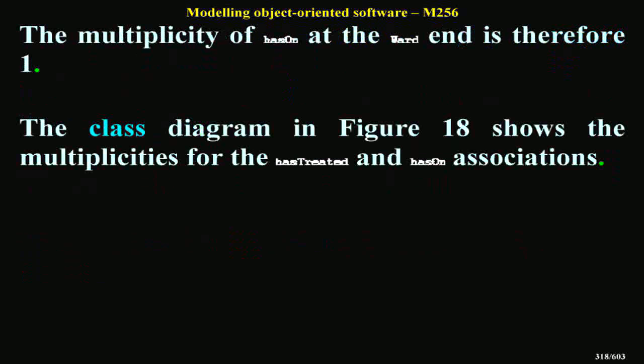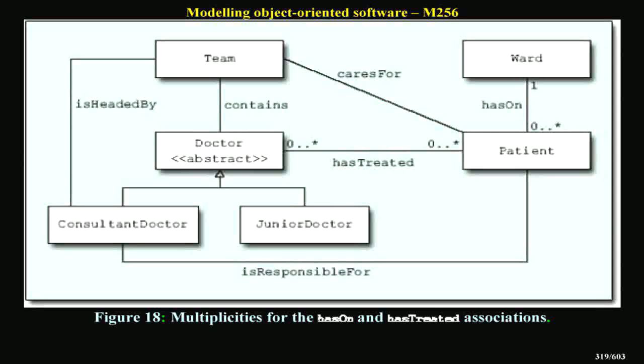The class diagram in Figure 18 shows the multiplicities for the associations. Figure 18, multiplicities for the associations.